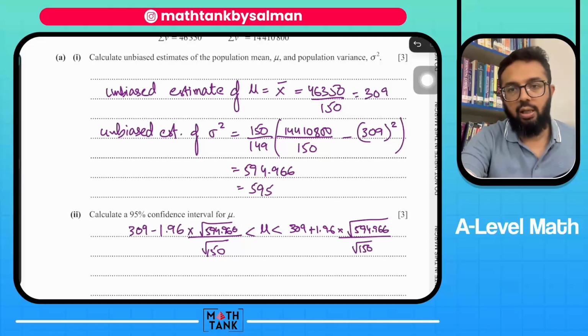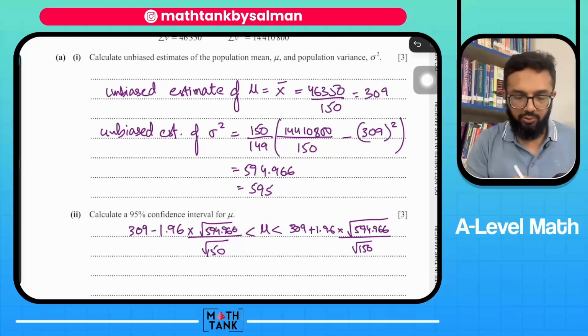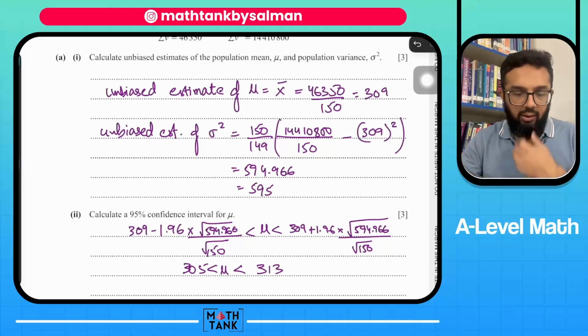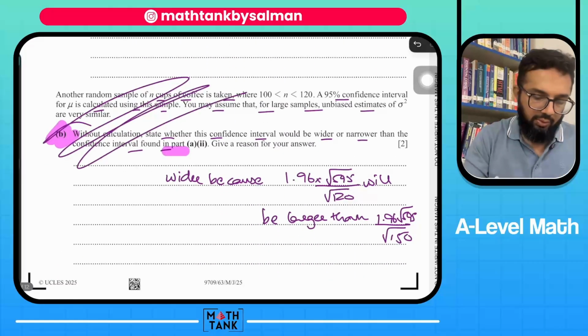Okay, let's type that onto our calculator and see if we are getting the correct numbers. It's 305 and 313. Okay.